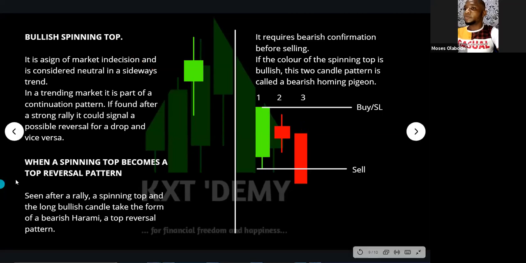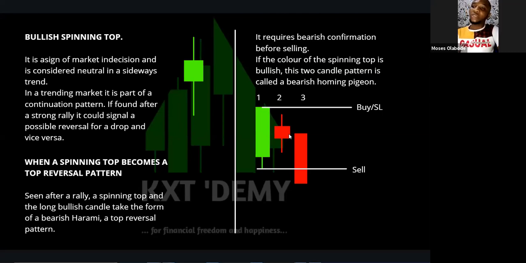All right, so when a spinning top becomes a top reversal pattern, seen after a buy, a spinning top and a long bullish candle take the form of a bearish harami, a top reversal pattern. So this is the harami pattern. Harami means that when a big body candle forms and then a small candle forms within the body, it is called the harami. It is more like the candle is pregnant.